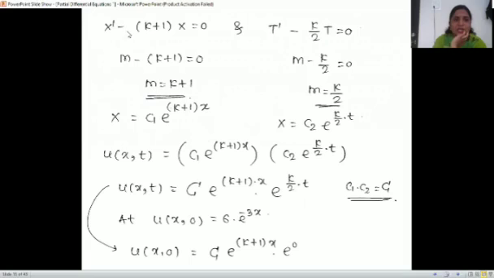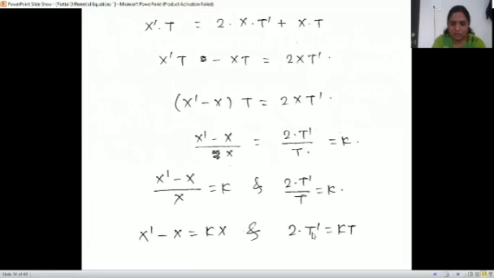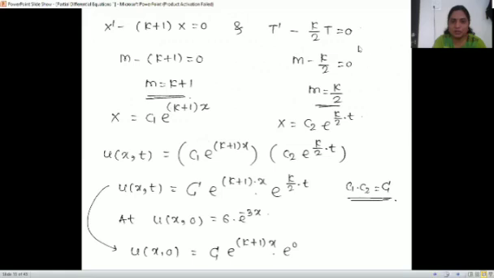So with this, x dash minus k plus 1x is 0, and then also this term we are taking to the LHS by dividing by 2. So we get t dash minus k by 2t is equal to 0. So solving, now this is LD type equation. So solving, we get root is k plus 1 here, and here root is k by 2.